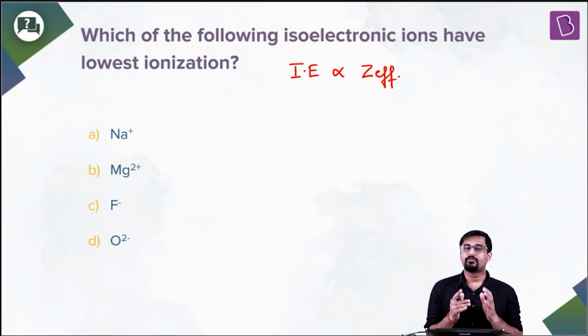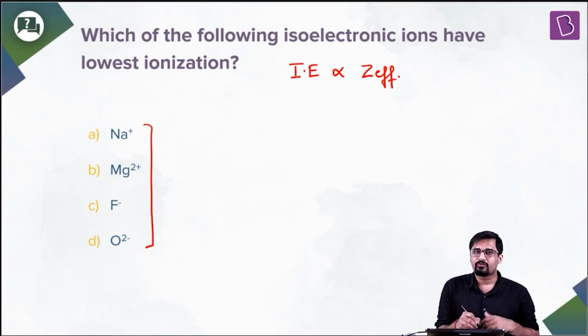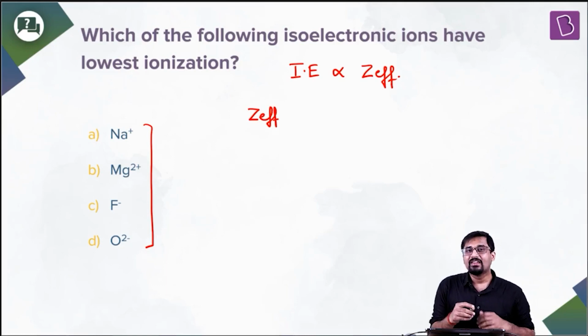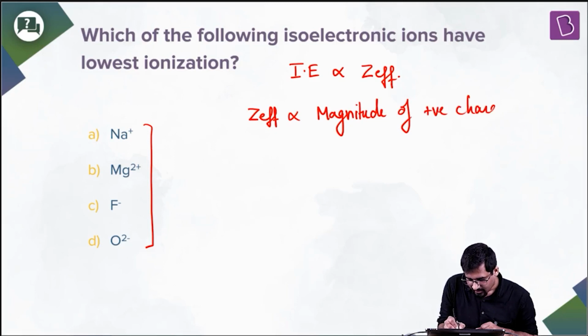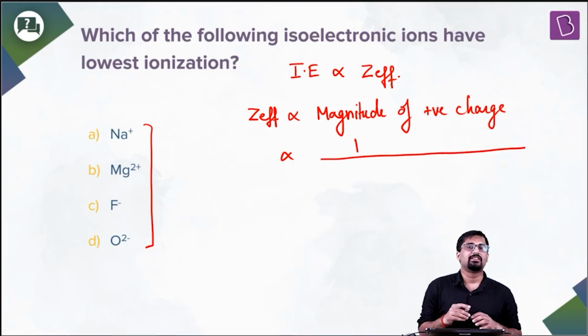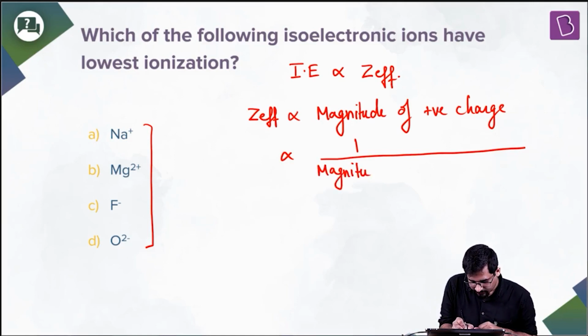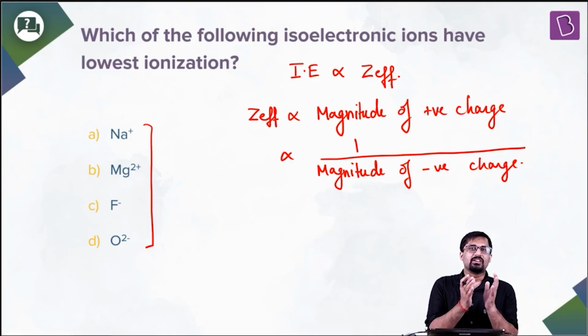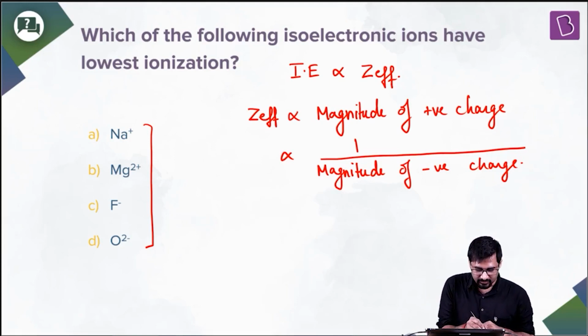Now you can see in this case, the 4 species given to us are isoelectronic, which means they have the same number of electrons. In case of isoelectronic species, the effective nuclear charge increases with increase in the magnitude of positive charge. So let me write it as: effective nuclear charge is directly proportional to the magnitude of positive charge, and it is inversely proportional to the magnitude of negative charge. That is, as the negative charge increases, the effective nuclear charge decreases. So we can simply say that the more the negative charge on a species, the lesser will be the effective nuclear charge, thereby the ionization energy will be less. You can see in this case, the maximum negative charge is present on O2 negative, and therefore the answer to the question is option D.